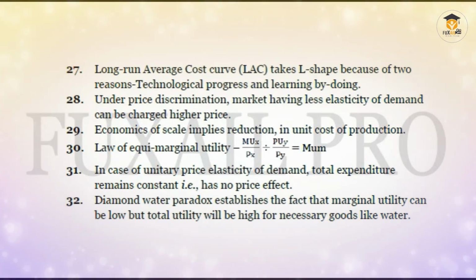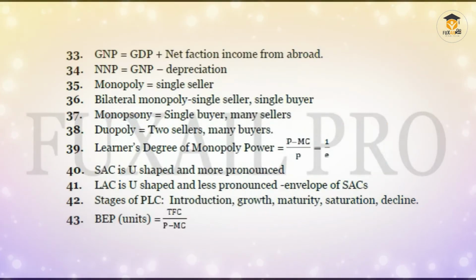Diamond water paradox establishes the fact that marginal utility can be low but total utility will be high for necessary goods like water. 33. GNP equals GDP plus net factor income from abroad. 34. NNP equals GNP minus depreciation. 35. Monopoly equals single seller. 36. Bilateral monopoly: single seller, single buyer.